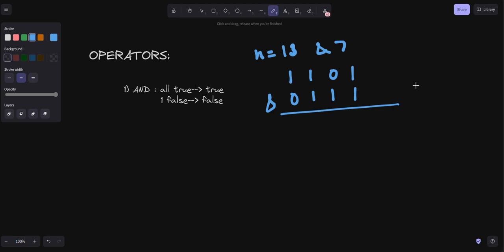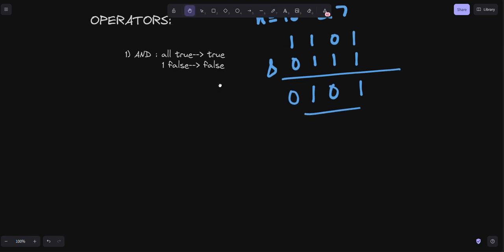So 1 1, all true, which means true. 1 0, there's one false. 0 means false and 1 means true, by the way, right? So 1 false means false. So 0 1 0 1 will be the output. Now got the logic? Simple logic, it's there.